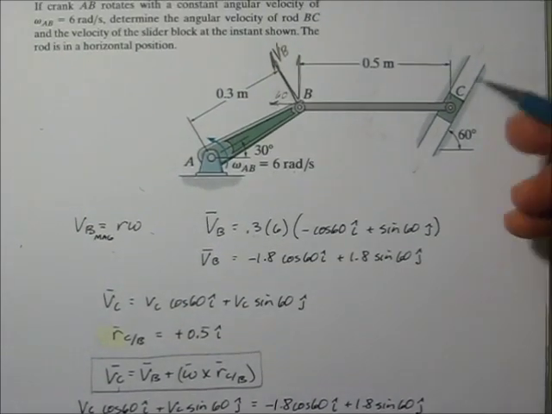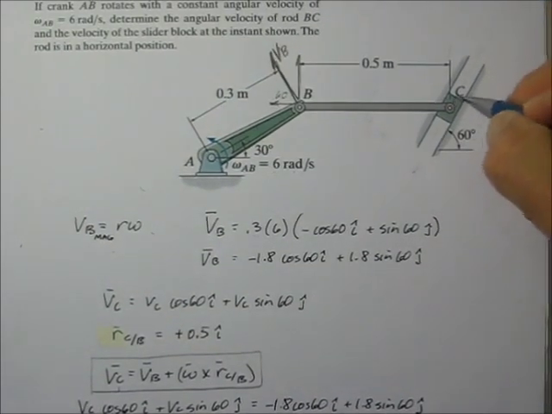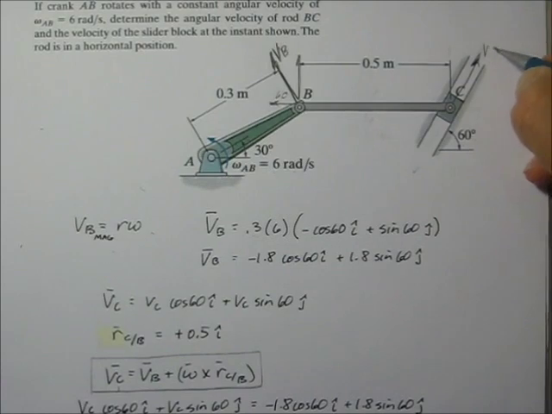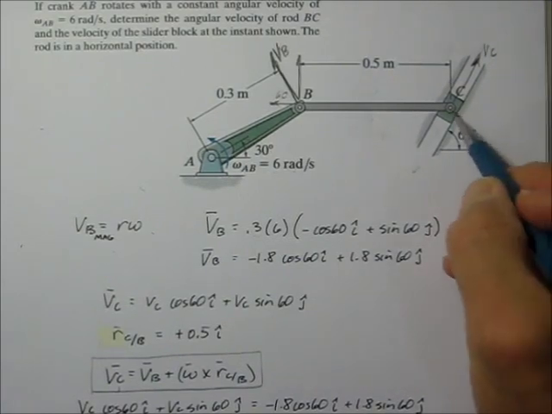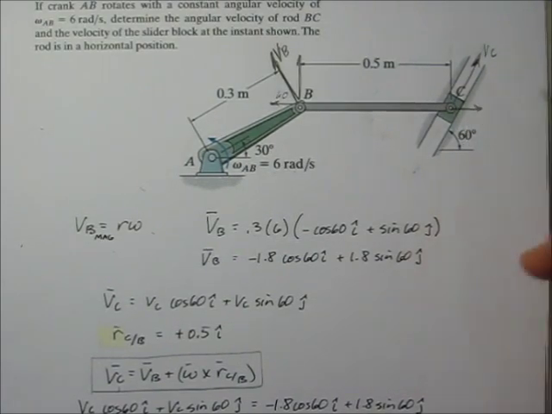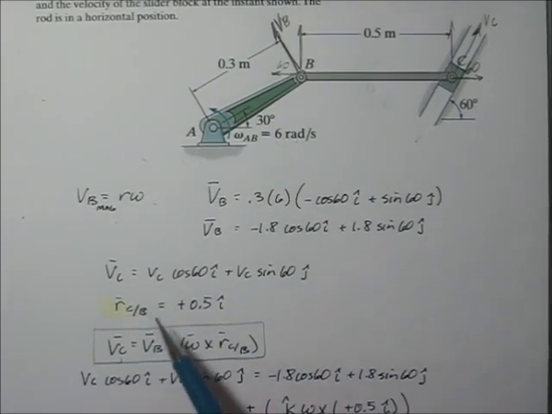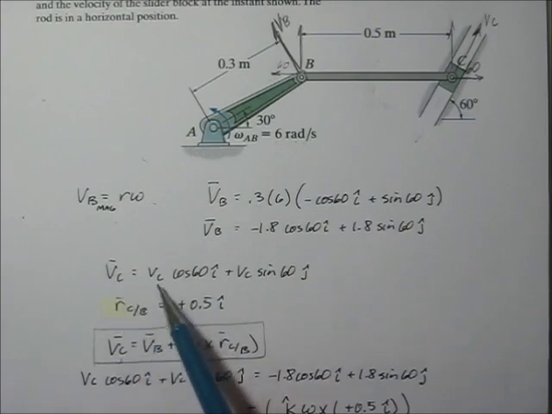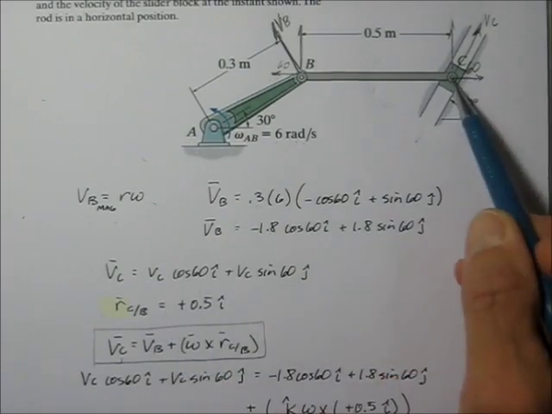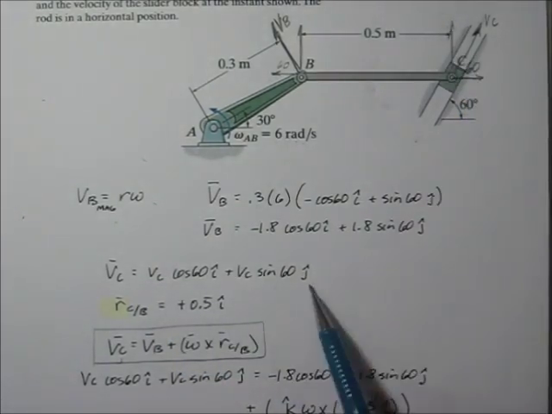Velocity of C, we know it's constrained to move in this slot, so I'm just going to draw it up like that. Velocity of C. And because we need to know its i and j components, I'll say that it has an i component that way and a j component that way. This is 60, so that's 60. And so I can write the velocity of C like this. I know that it's a vector. I don't know the magnitude. That's actually what we're looking for. We're looking for the magnitude of VC. So we know that it has a cosine 60 in the i direction and a sine 60 in the j direction.